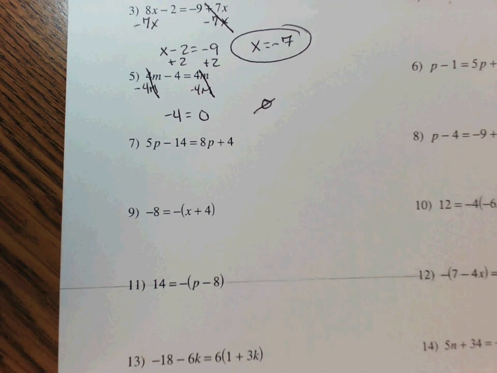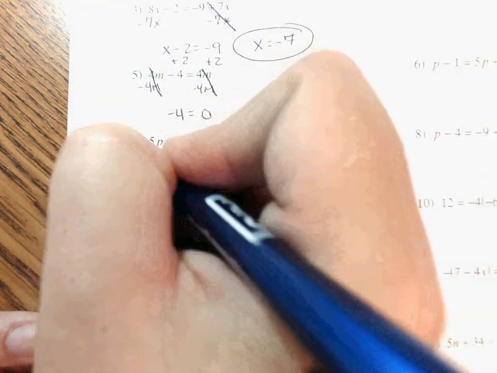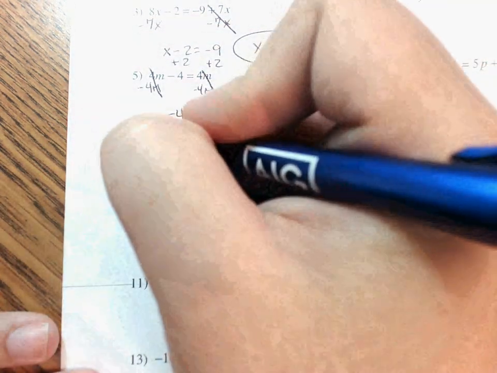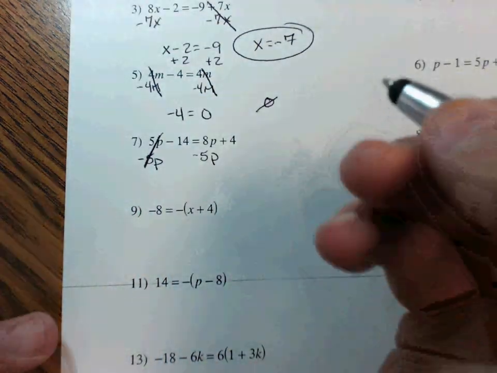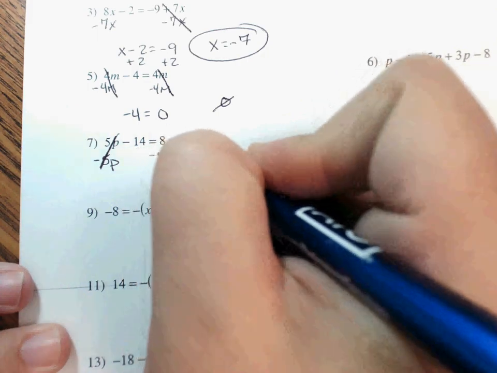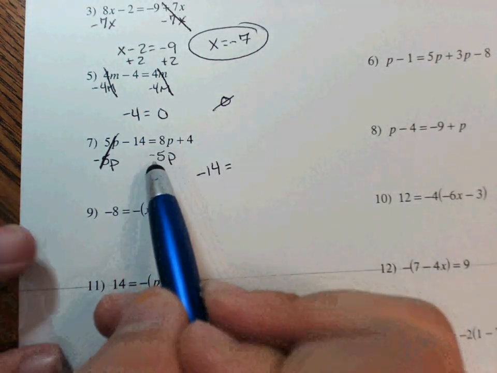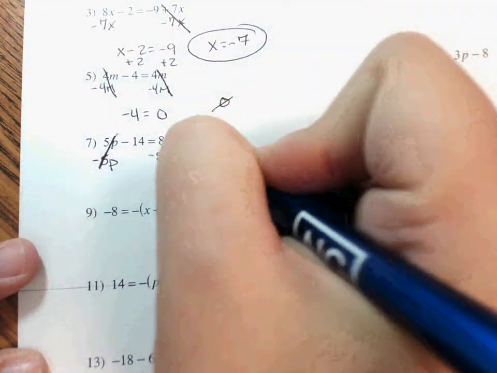Okay. All right. So on 7, I always move the smaller variables. So we have a 5p, we have 8p. I'm going to move the 5 to the other side. So I'm going to subtract 5p over. This is also going to help us for next semester when we get to geometry. It's going to help us with proofs. Don't want to scare you yet, so that is a long time from now. So we have negative 14 equals 8p minus 5p gives me 3p.